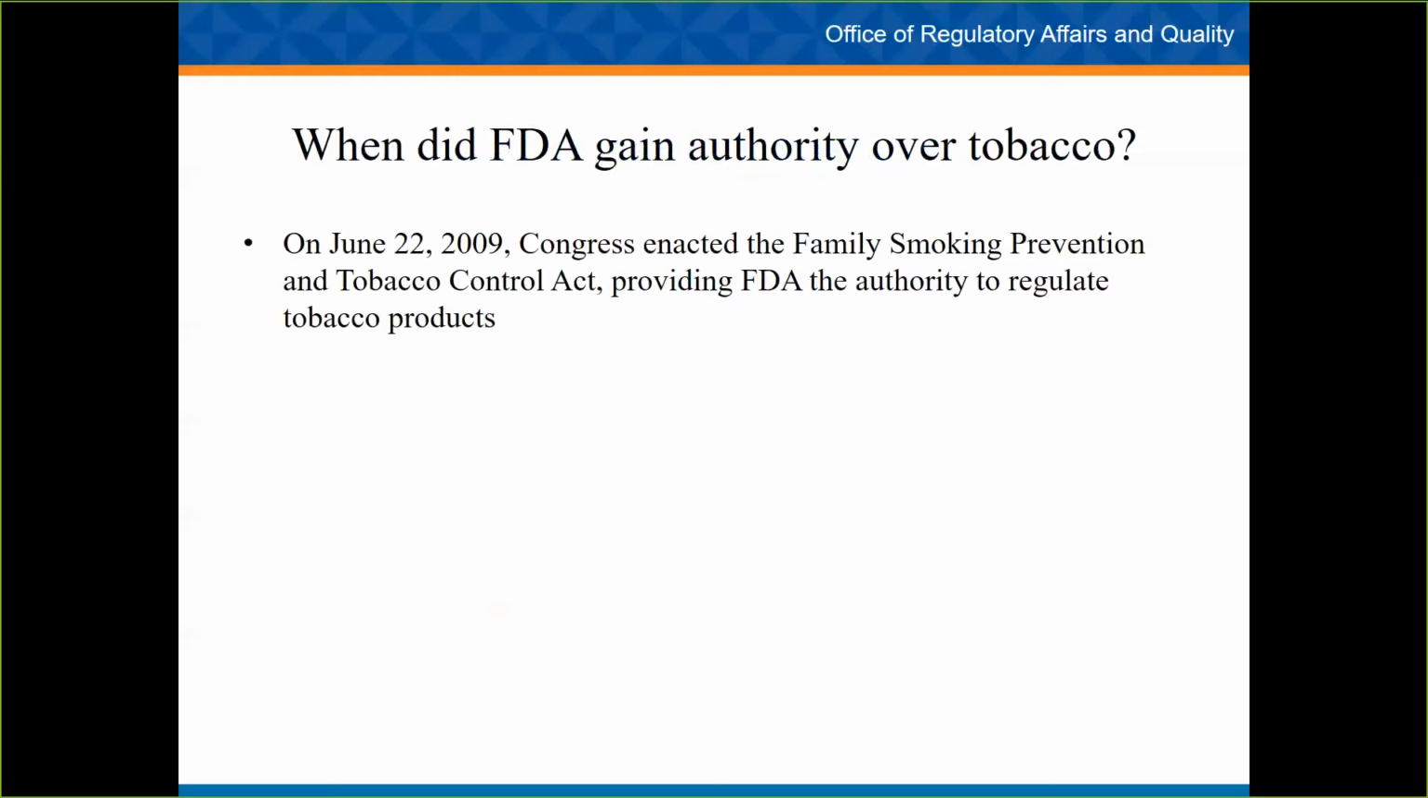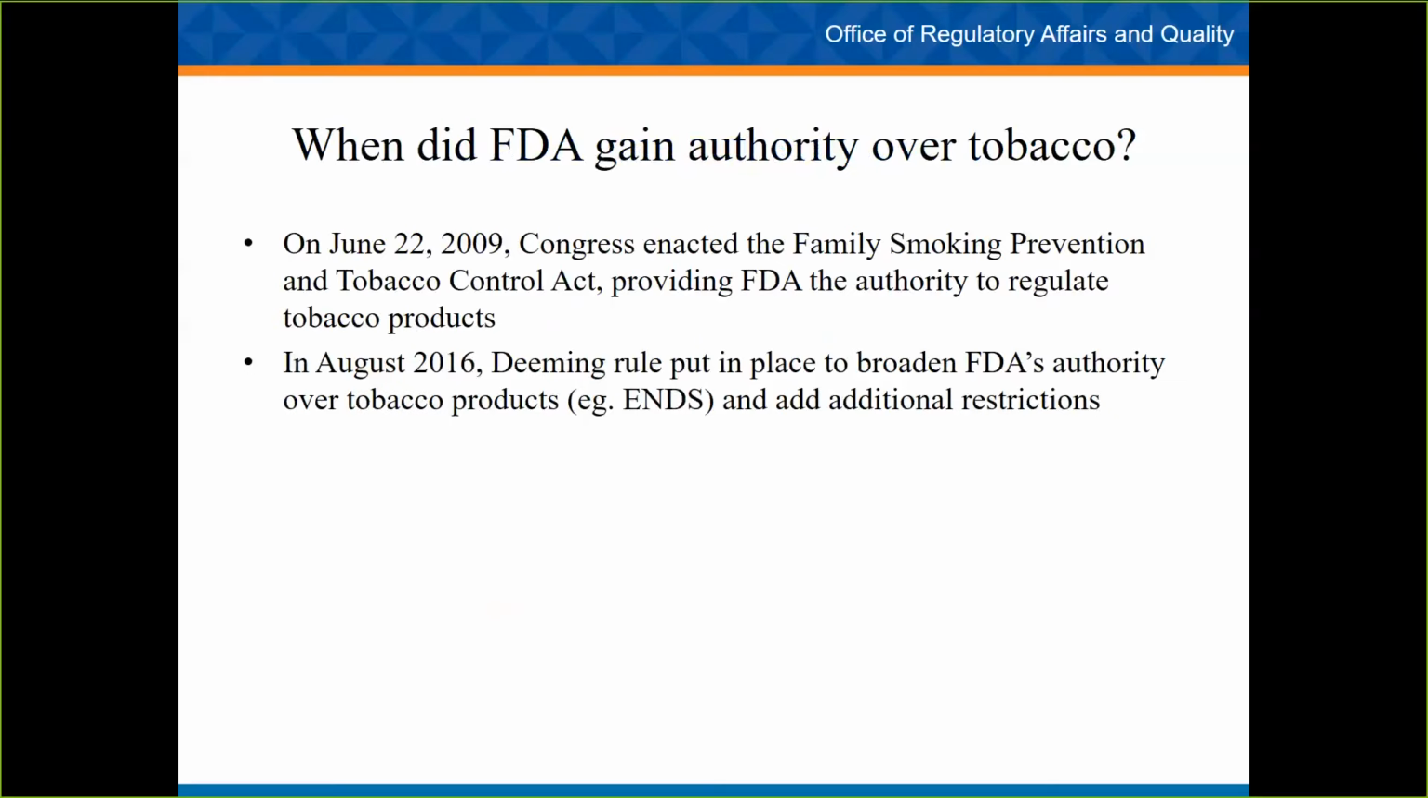So when did FDA actually gain authority over tobacco products? On June 22nd, 2009, Congress enacted the Family Smoking Prevention and Tobacco Control Act, which provided FDA the authority to regulate tobacco products. Prior to that, it was in the hands of each individual state to make regulations for tobacco products.